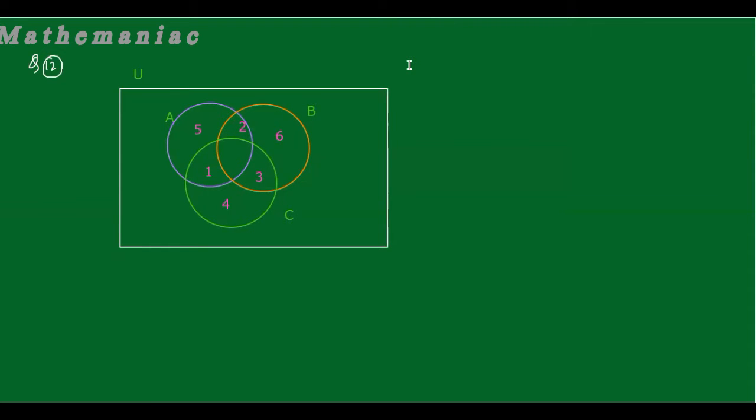Now you just observe. What you'll observe here is that this particular part is empty. This is empty, right? E-M-P-T-Y. Empty indicates that A intersection B intersection C is empty, whereas the other parts are not empty. So it is going to satisfy our required conditions.